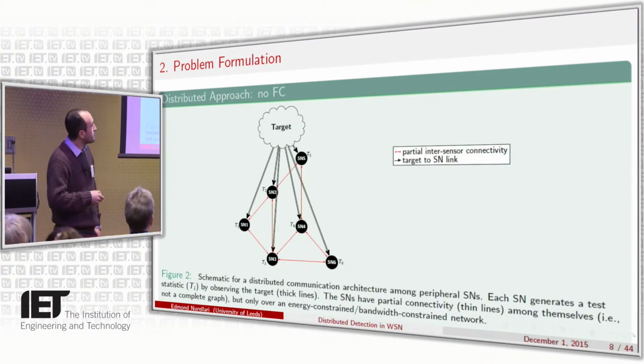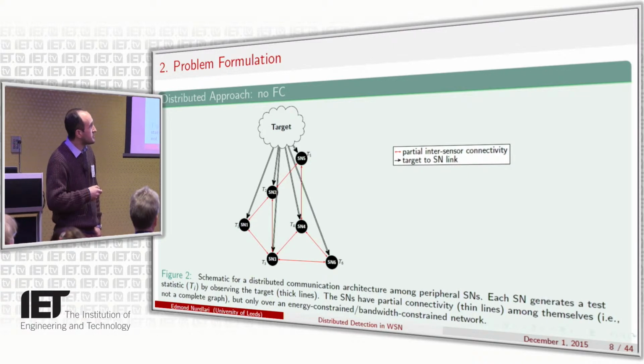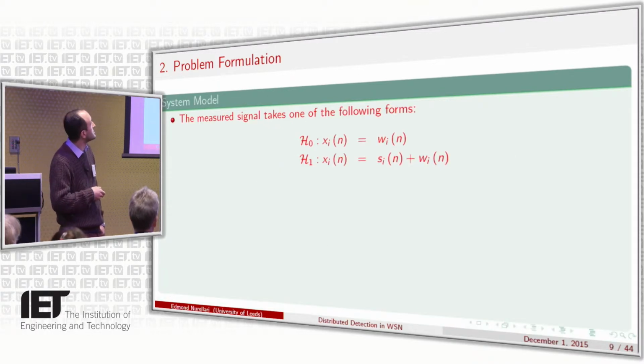We're going to look at a distributed solution. There is no fusion center. Again, we have the target, and we have deployed the sensors across the field. Among the sensor nodes, there is partial inter-sensor connectivity, right? So it is to say that it is not a fully connected network. For example, sensor nodes 1 and 3 communicate with each other, as do sensor nodes 3 and 4, but for instance, between sensor nodes 6 and 5, there is no communication link. So that's what we consider in this work.